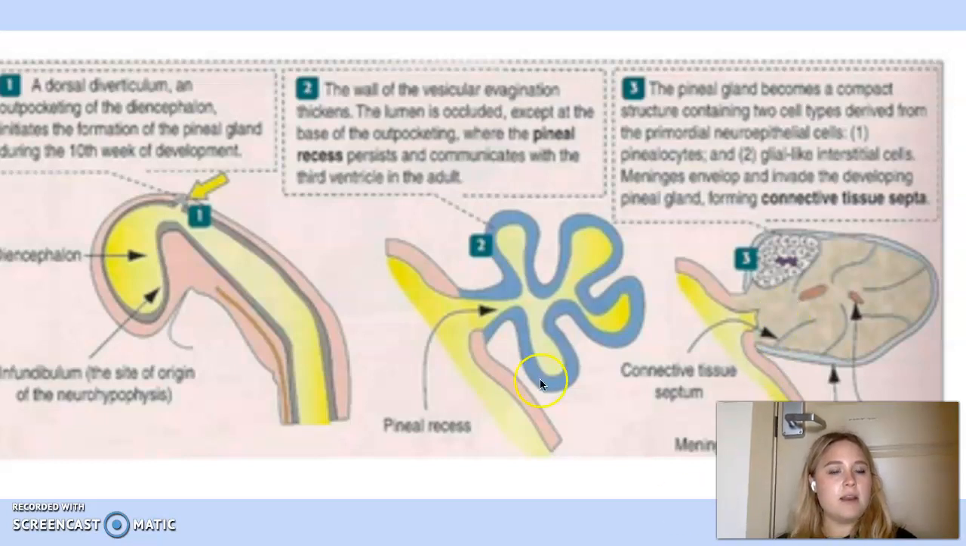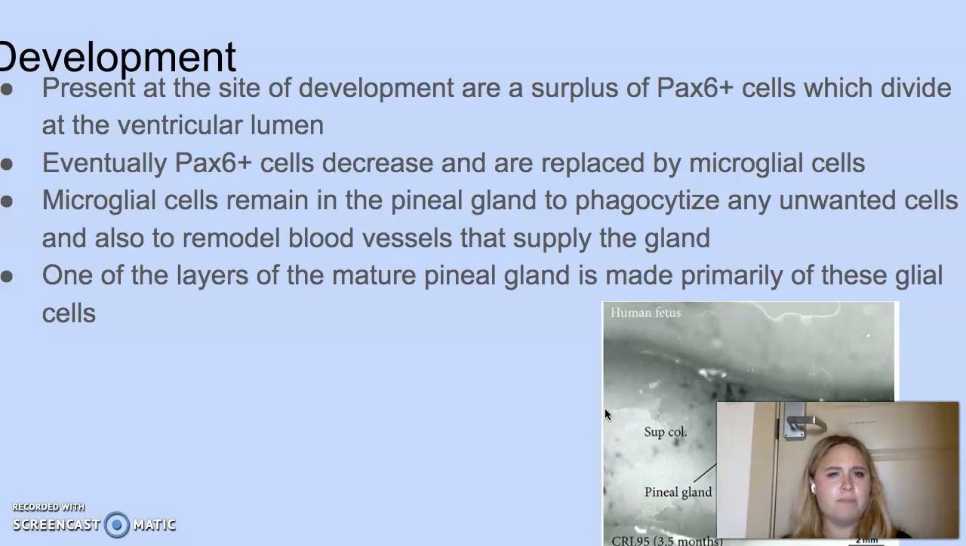It begins with a bit of a bulge off of the diencephalon, and then the walls thicken, and the pineal recess forms, as you can see indicated here by number 2. Eventually the pineal gland becomes a compact structure containing two different cell types, which are derived from that beginning development. They are the pinealocytes and the glial-like interstitial cells. And I will explain where those come from.